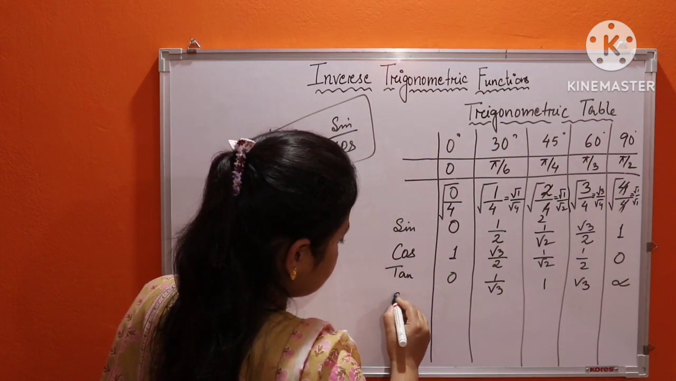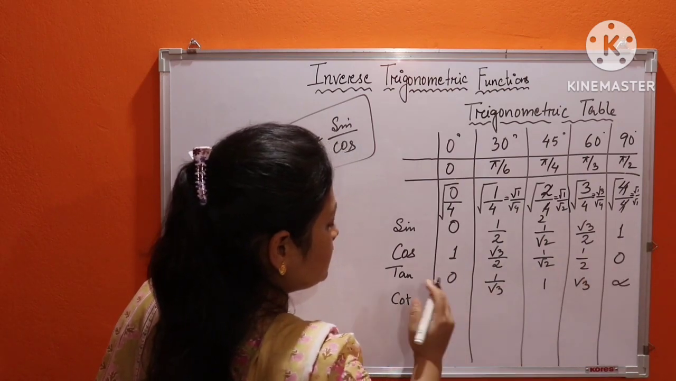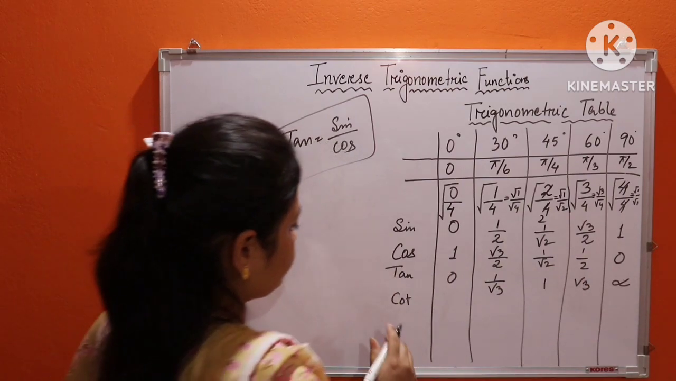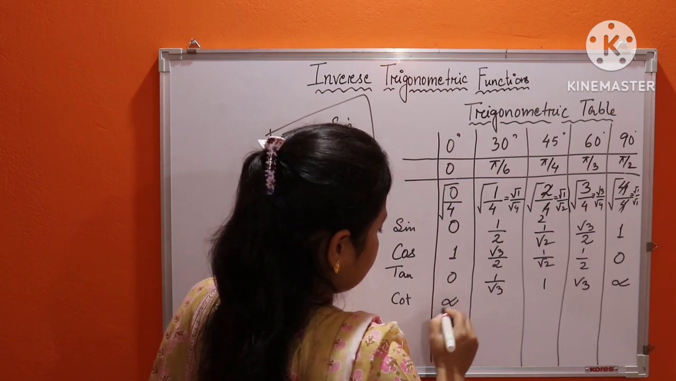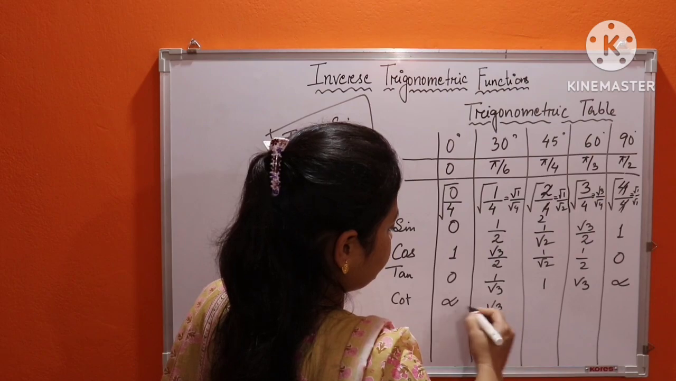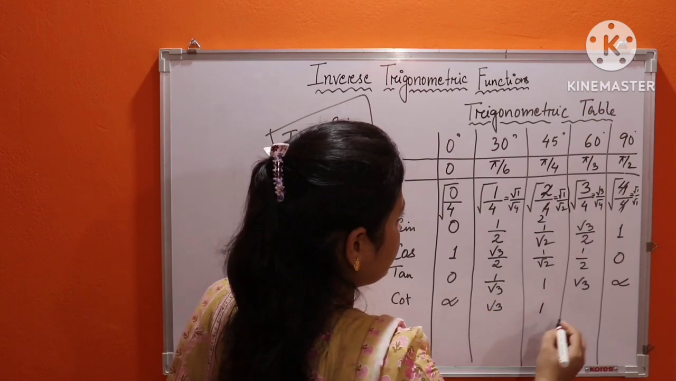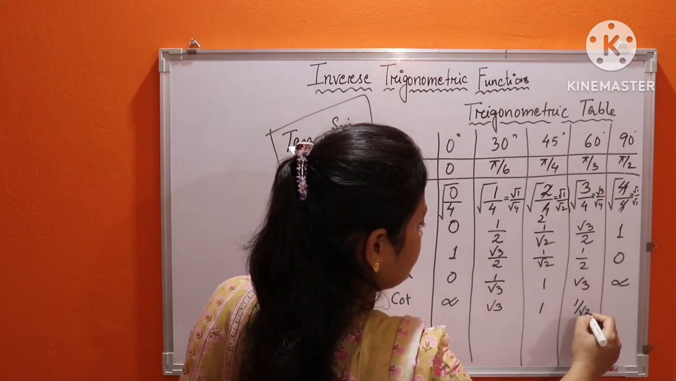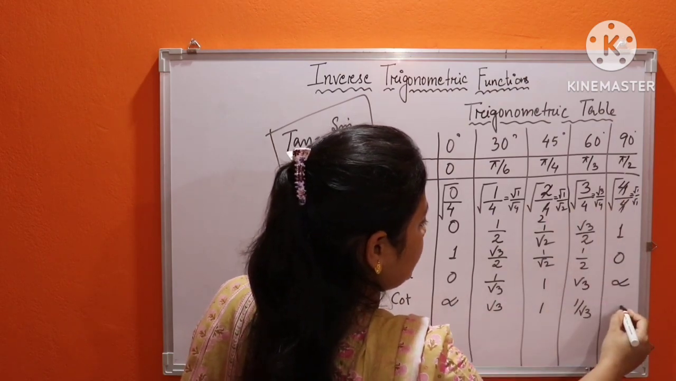Next, cot. Just the reverse of tan. Cot 0 infinity. Cot 30 root 3. Cot 45 1. Cot 60 1 by root 3. And cot 90 will be 0.